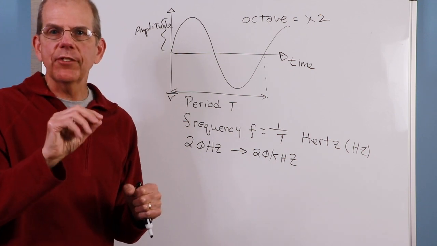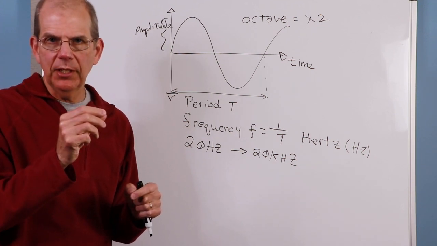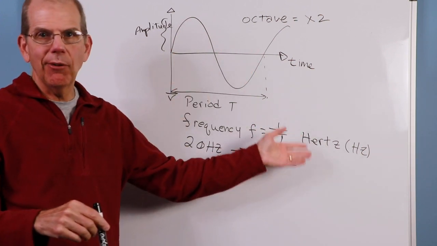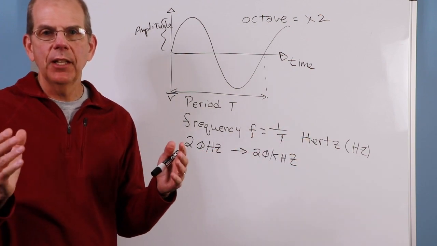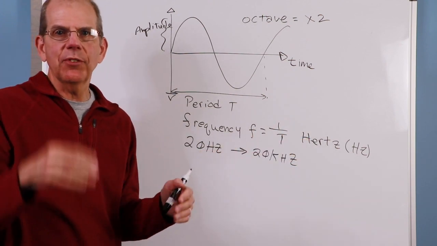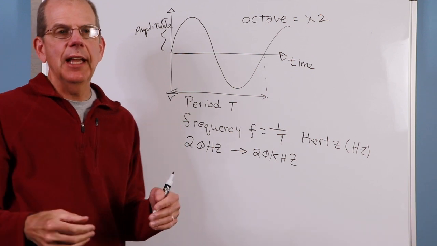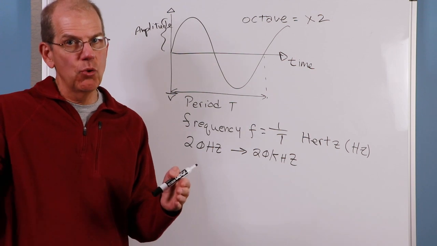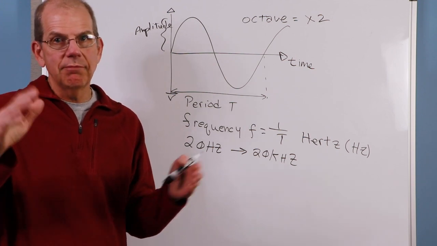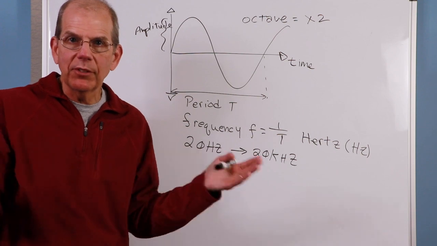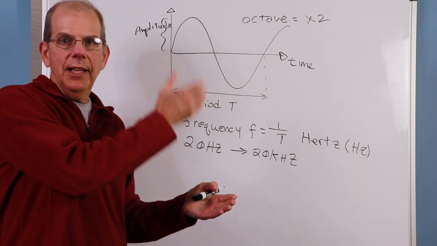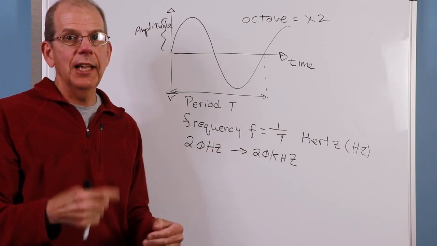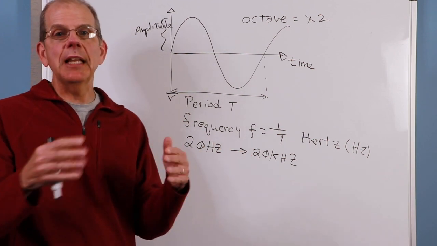A 1 or 2 hertz shift in frequency, for most people, if it's at the high end, like 15 kilohertz, you can't hear it in isolation. In other words, if I played you a 15 kilohertz tone, and then I played you a 15,002 hertz tone, you probably wouldn't be able to tell that they were different tones. But at low frequencies, you can. It's actually pretty easy. If I played you a 40 hertz tone and then a 42 hertz tone, it would be an obvious change.